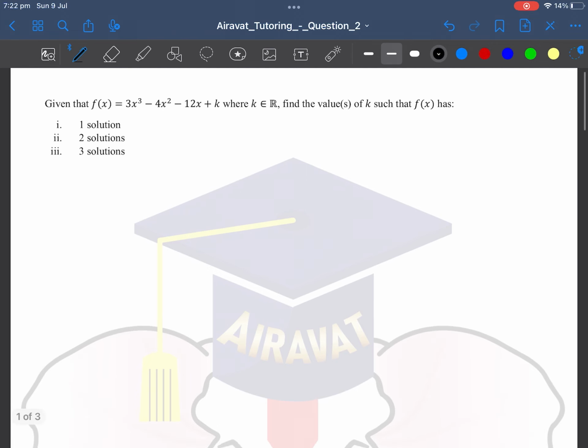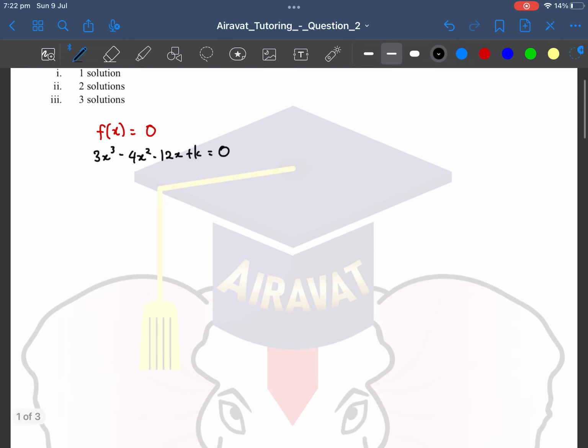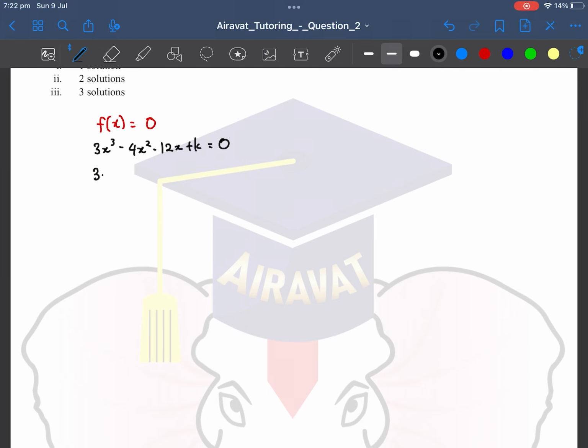Alright, so what's our very first step when we are solving for the x-intercept of any function? Well, we set y equal to 0, so I'm just going to do that. Just write the equation down, 3x cubed minus 4x squared minus 12x plus k is equal to 0. Now, the next step I'm going to do is move the k onto the other side. Oops, I meant to write 3x cubed minus 4x squared minus 12x equals minus k.